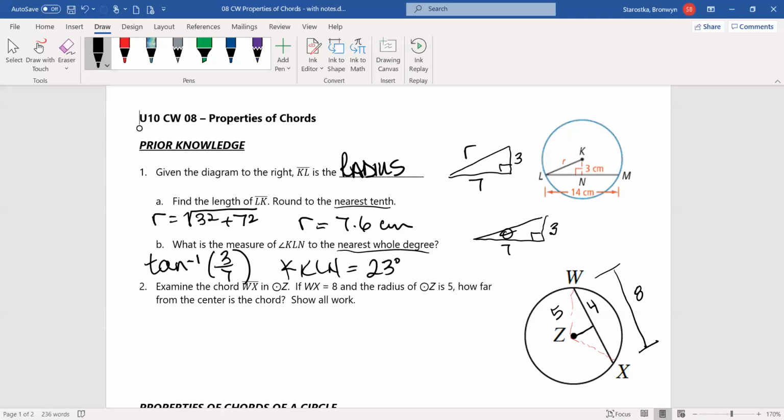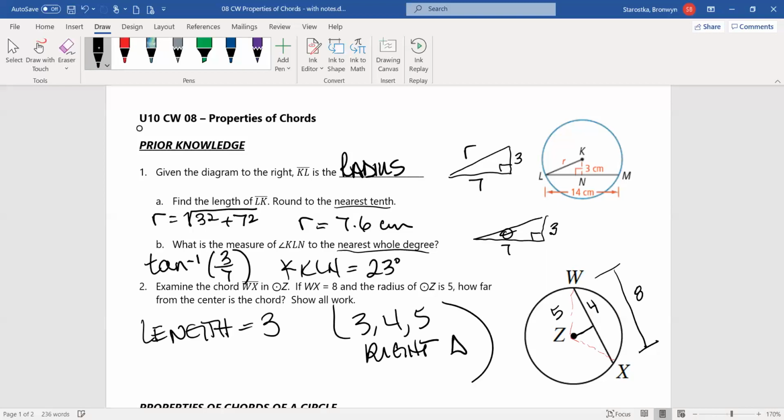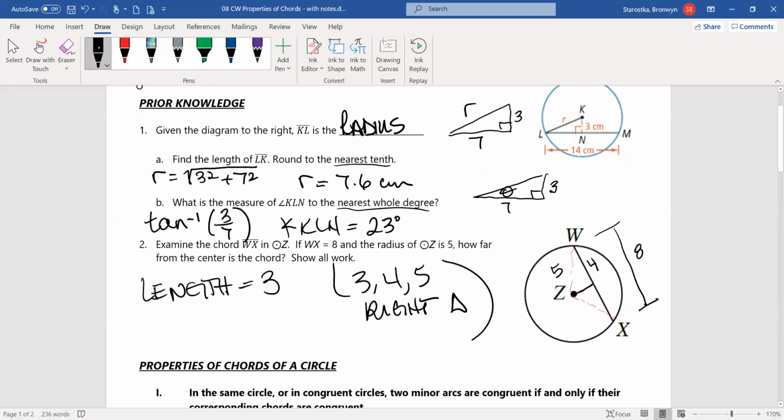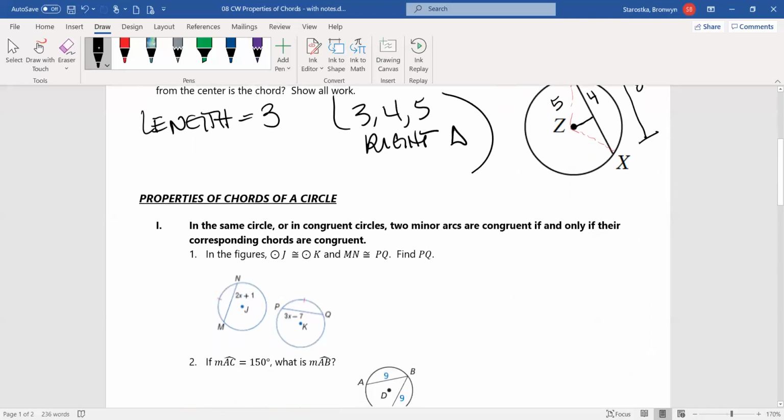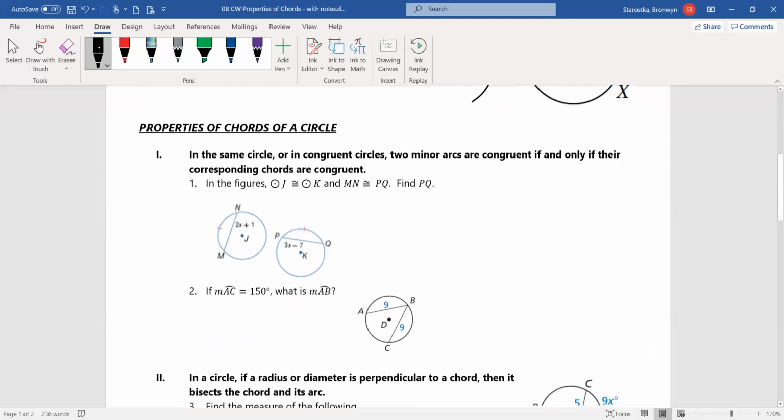What do we know the length of the distance that the chord is from the center? Well, that's our classic length equals 3, because that's our 3, 4, 5 right triangle that we've been seeing all year. All right, prior knowledge. Actually, this whole lesson is prior knowledge. We're just going to add a little bit more onto each of those in practice so that you get one more chance in homework.